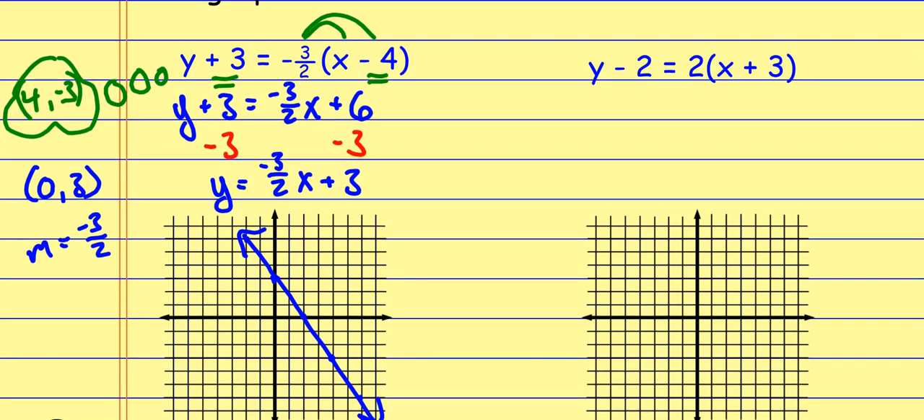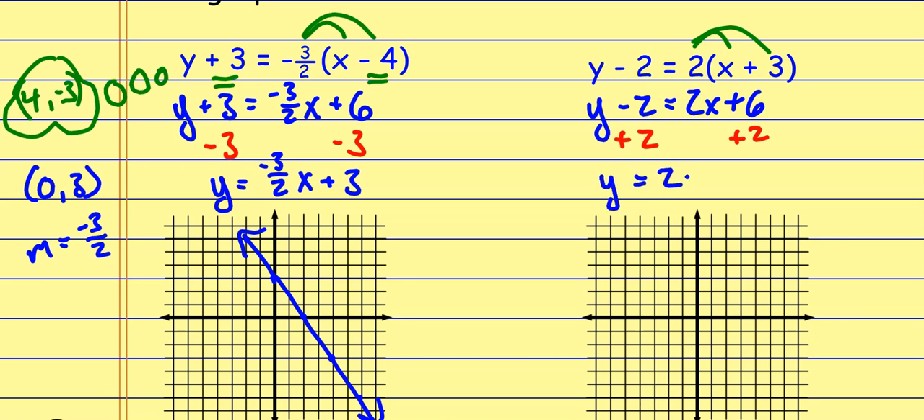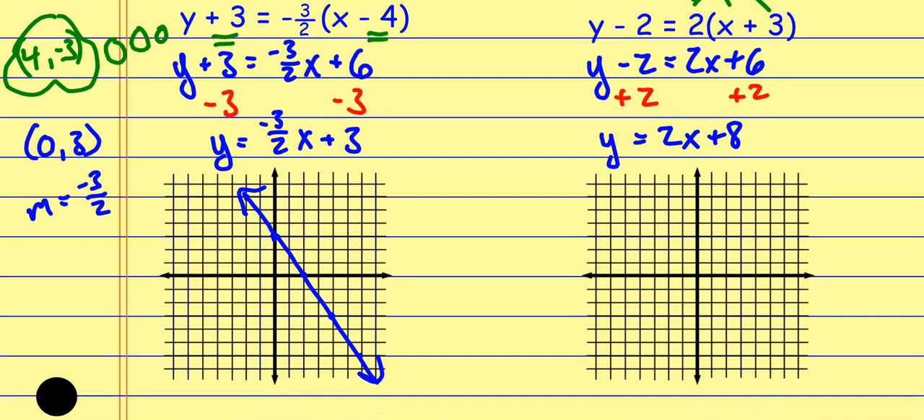This one, same kind of thing. I'm going to distribute that too. And now to solve for y, I'm going to add the 2 to each side. So going from point-slope to slope-intercept is always the same 2 steps. It's always distribute and then move that last piece. So distribute and then move. Now this one, when I look at it, it's giving me a y-intercept of 8. So that's the ordered pair 0, 8. And it's giving me a slope of 2.